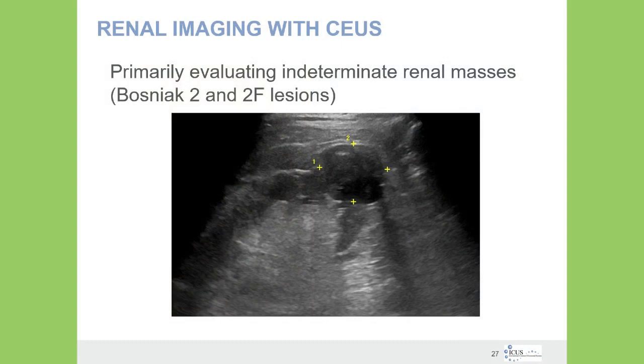We use ultrasound contrast in looking at kidney lesions, especially when a patient has a complex cystic mass. These are characterized on CT, oftentimes, as Bosniak 2 or Bosniak 2F lesions. And these are referred to as indeterminate renal masses and are an excellent application for ultrasound contrast agents in the abdomen.